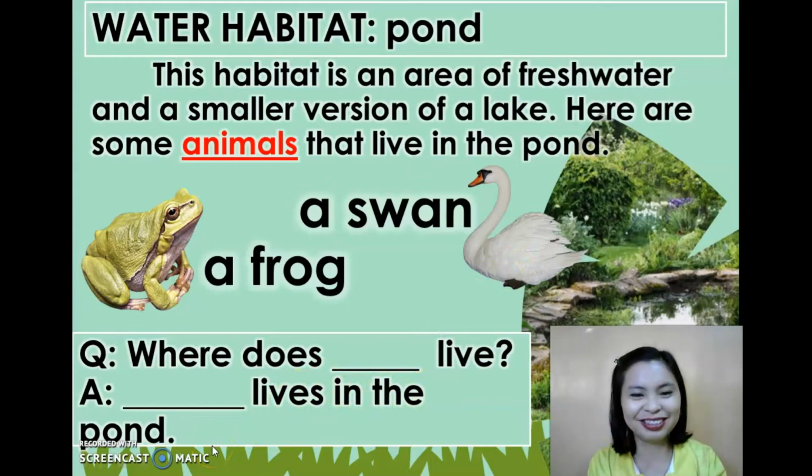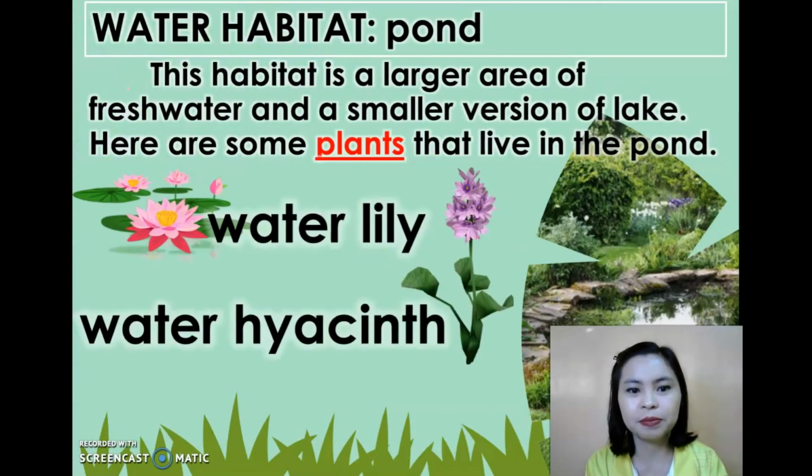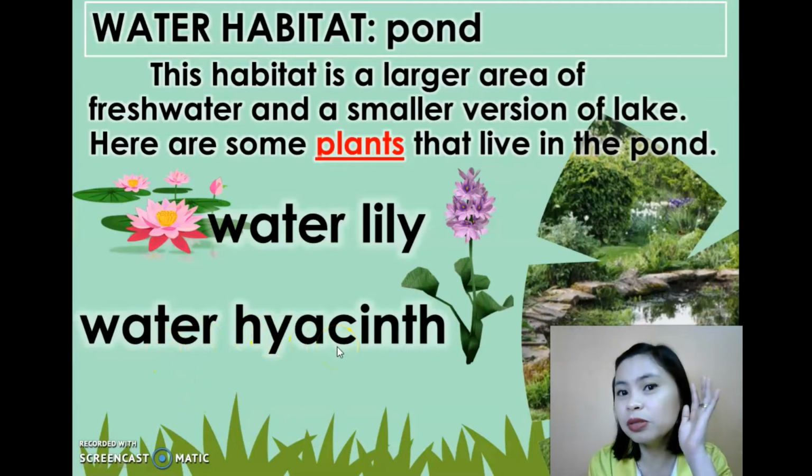Good. Next, let's go to plants. Plants in the pond. And these are water lily and water hyacinth. Again, water lily and water hyacinth. This one, what plant is this? It's water hyacinth. Can you do it with me?